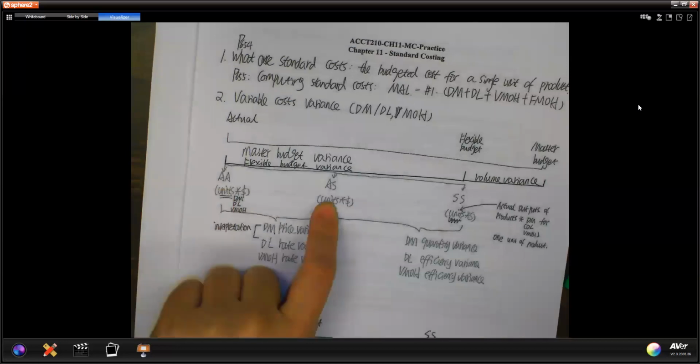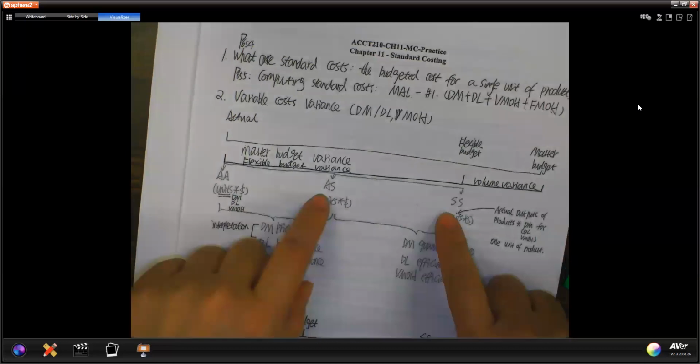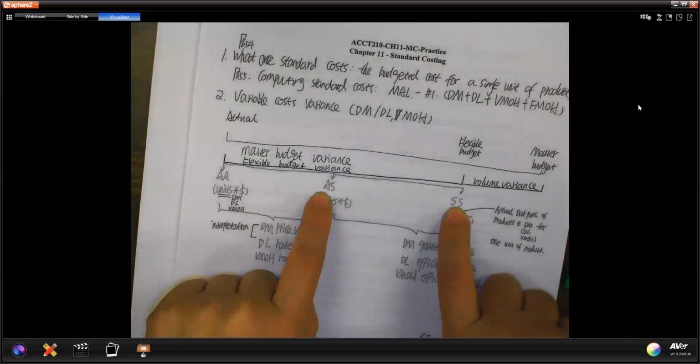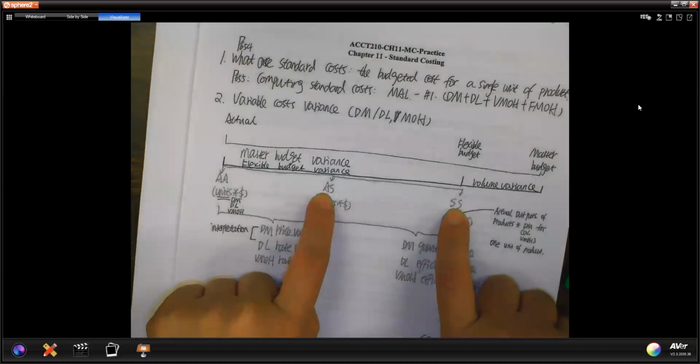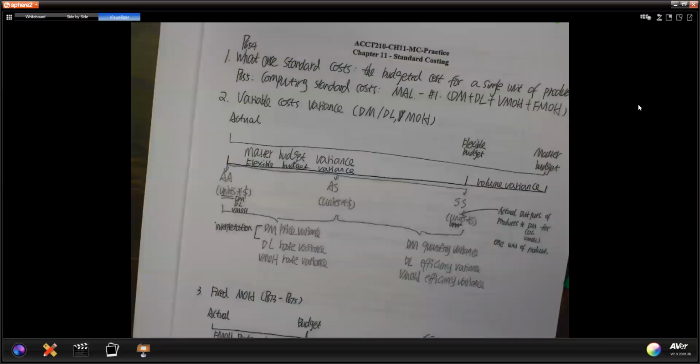So if your actual cost is more than your budgeted cost, then your actual operating income will be lower than your budgeted operating income. So you will be unfavorable. Look at the AS and the SS. They share the same standard price, but the difference is just the units, the quantity. So we call it quantity variance, efficiency variance. And this is just for variable cost.